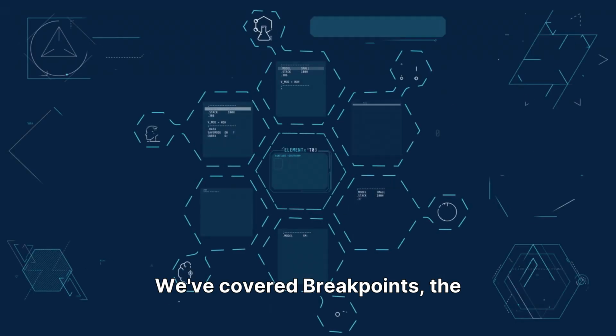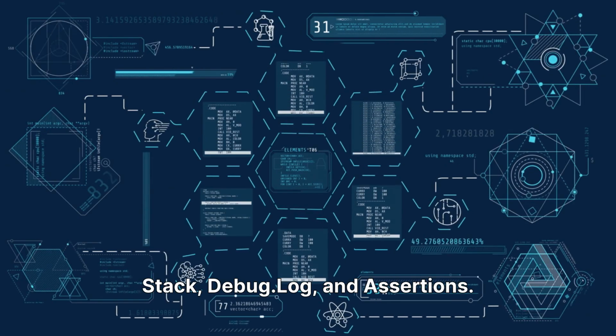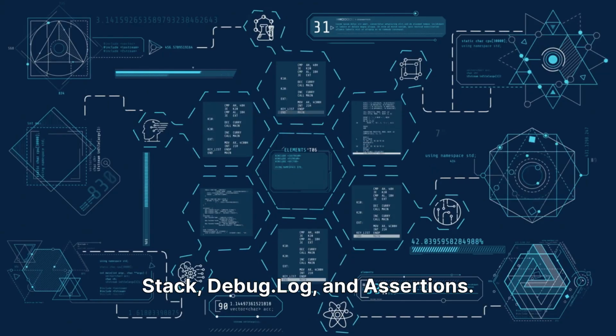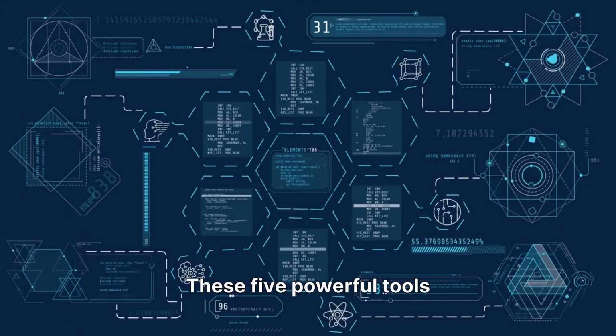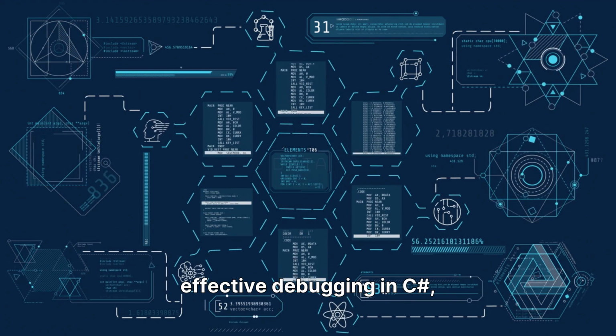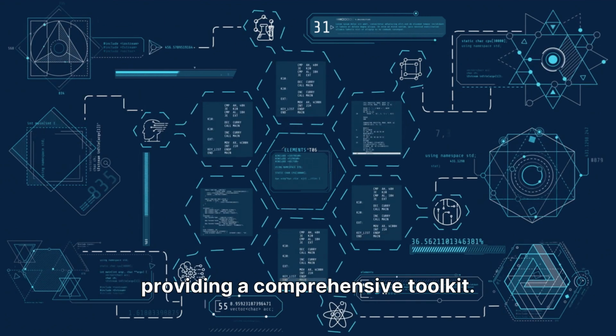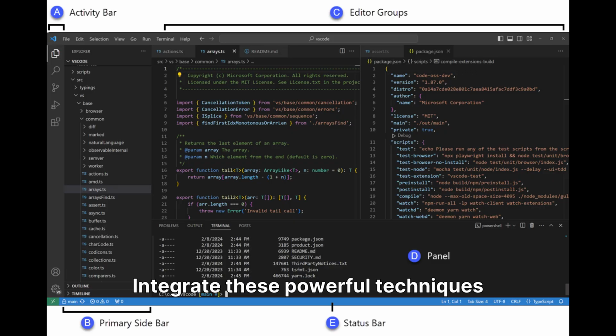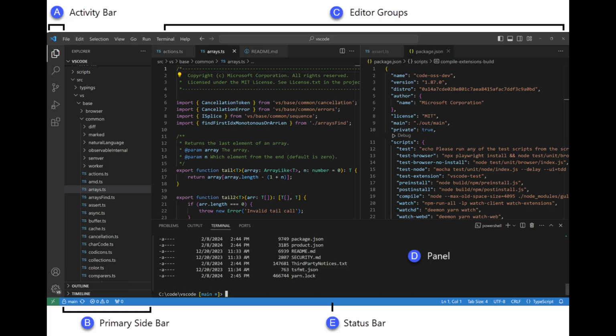We've covered breakpoints, the watch window, the call stack, debug log, and assertions. These 5 powerful tools form the cornerstone of effective debugging in C#, providing a comprehensive toolkit. Integrate these powerful techniques into your daily coding workflow to become a more efficient and confident C# developer. By mastering these tools, you'll spend less time frustrated by bugs and more time building robust applications.